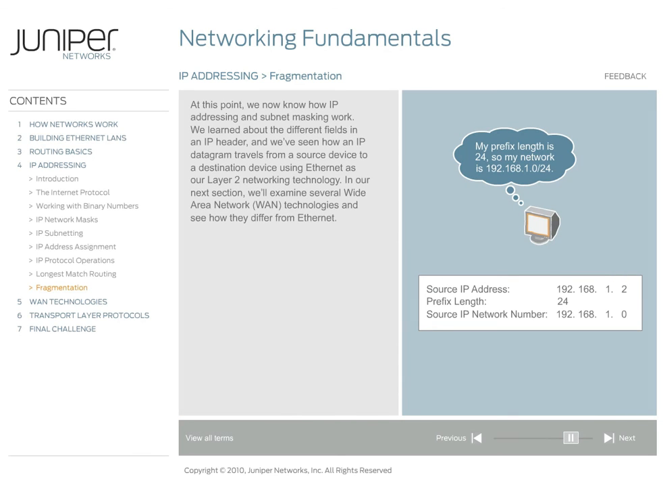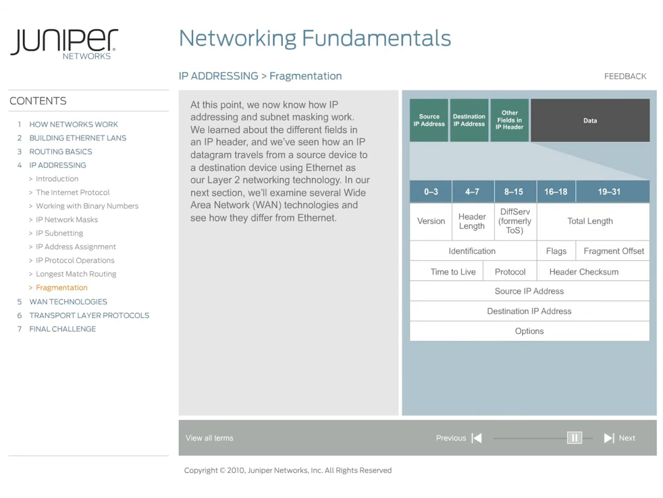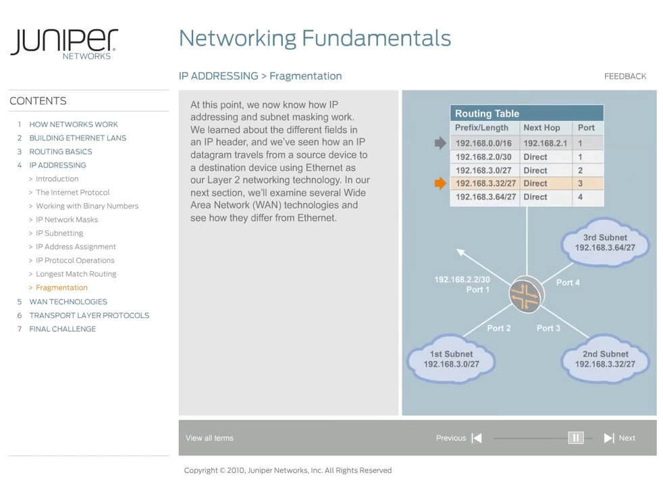At this point, we now know how IP addressing and subnet masking work. We learned about the different fields in an IP header, and we've seen how an IP datagram travels from a source device to a destination device using Ethernet as our Layer 2 networking technology. In our next section, we'll examine several wide area network, or WAN, technologies, and see how they differ from Ethernet.